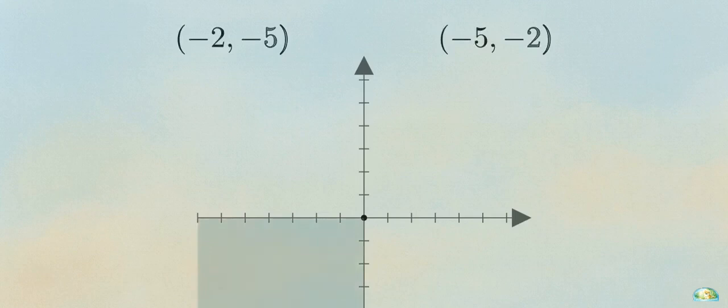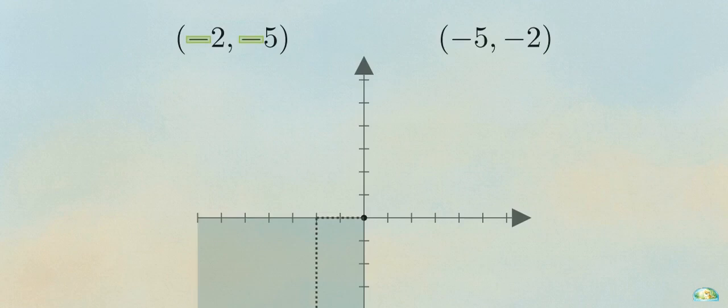Here we see the moss green region of quadrant 3. We have 2 points with similar numbers, -2, -5, and -5, -2. Do they lie in the same quadrant? Pause the video for a second. Inspect the signs on these numbers and form a hypothesis. Let's check the first point.